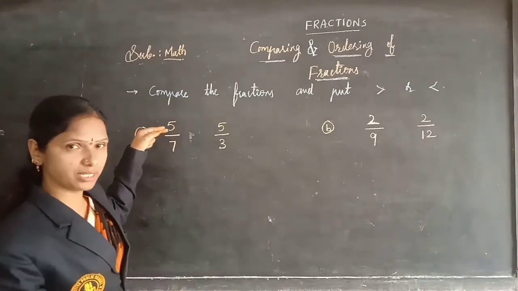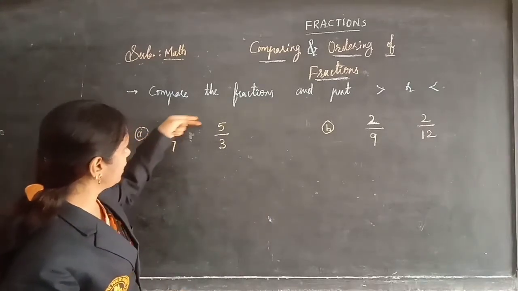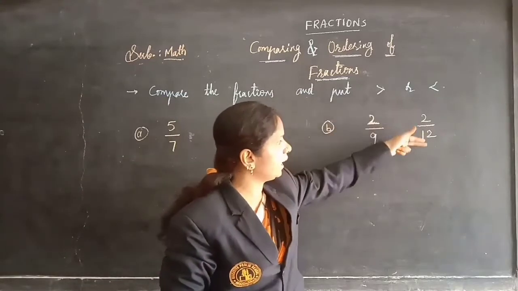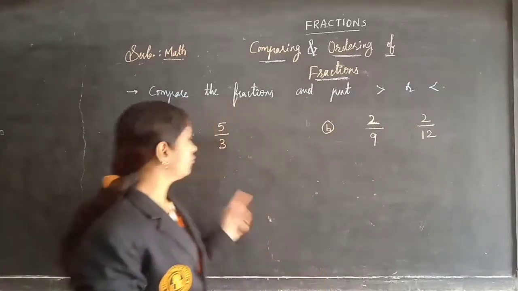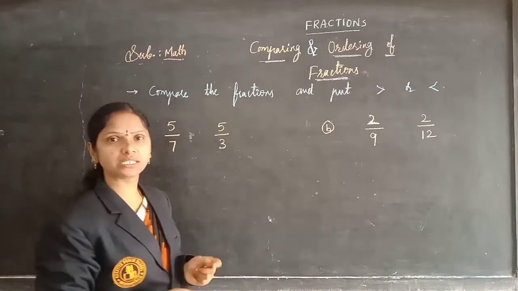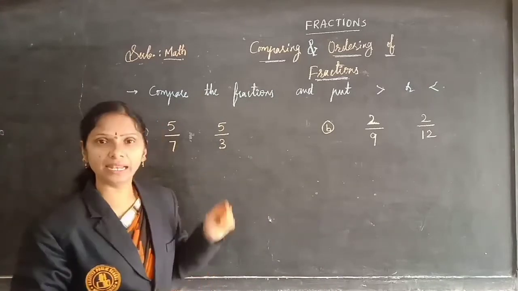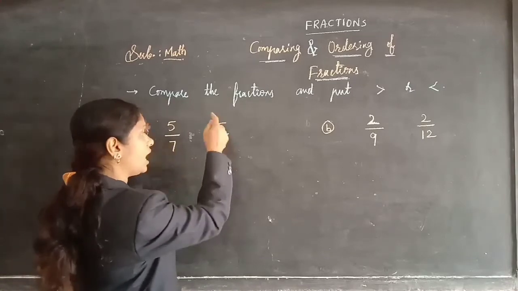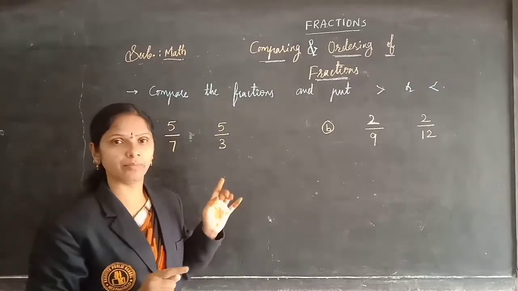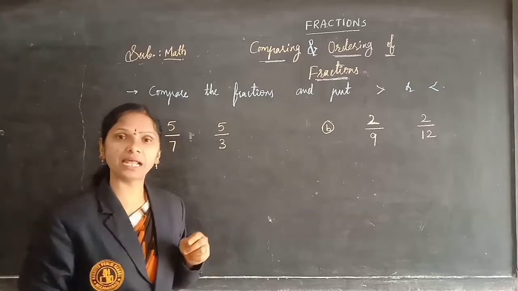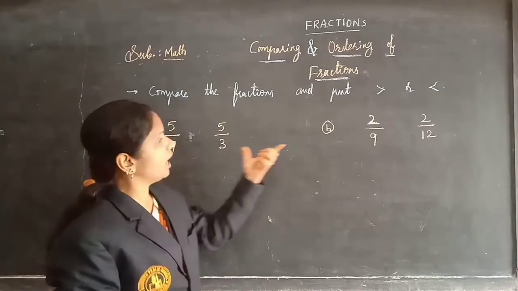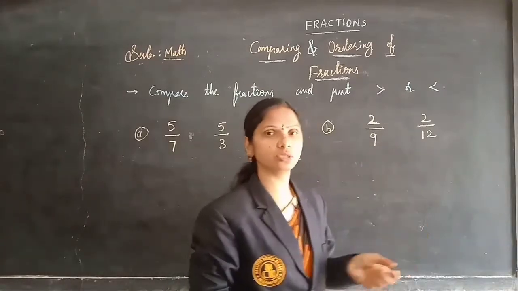Come on, have a look at these fractions: 5 by 7, 5 by 3 and 2 by 9, 2 by 12. Here, these are which type of fractions, children? These are unlike fractions. Why? Because of different denominators, 7 and 3. Even if the numerators may be the same, if the denominators are different, they are unlike fractions, children. Already I told you in the previous video. So these are the unlike fractions which I gave in the questions.